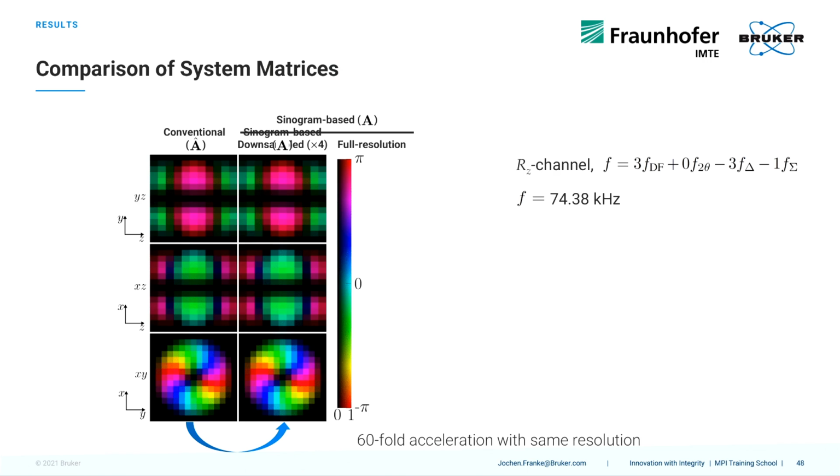Okay. In order to really compare, at this resolution we would be endless in doing the conventional one. But we need to compare our new method with the conventional one. That's why we decided to downsample our high-resolution system matrix to the same resolution as we have the conventional one. By doing so, we have a 60-fold acceleration in theory with the same spatial resolution capabilities.